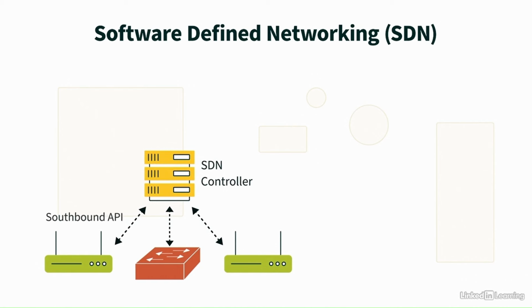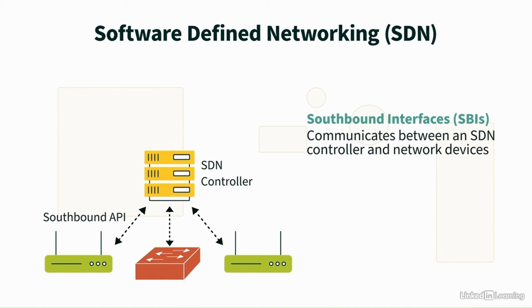And here's a term for you to know: southbound interfaces. Since we typically represent our network devices living below our SDN controller, in other words, south of the controller, we say that this communication happens with southbound interfaces. And here, the word interfaces refers to application programming interfaces, or APIs for short. An API is something that lets two pieces of software communicate with each other. So a southbound interface, sometimes abbreviated as SBI, communicates between our SDN controller and network devices.